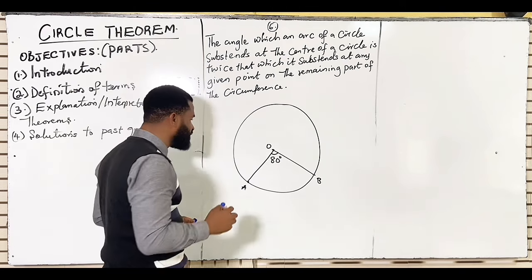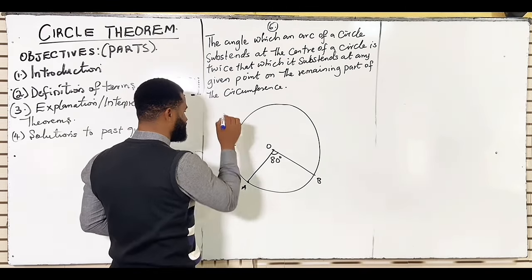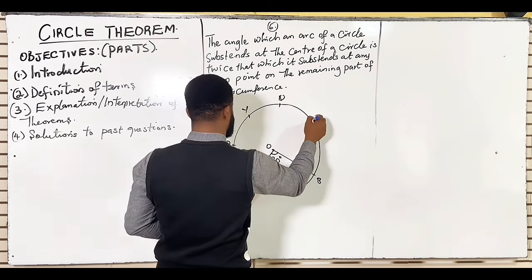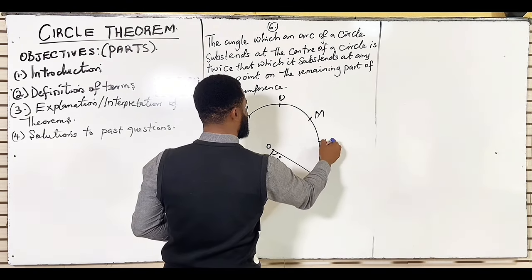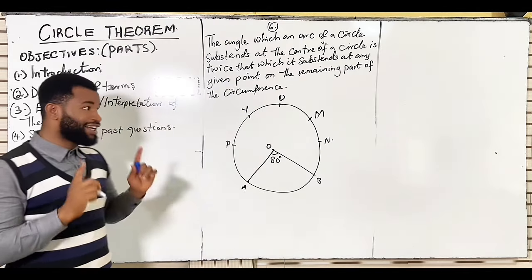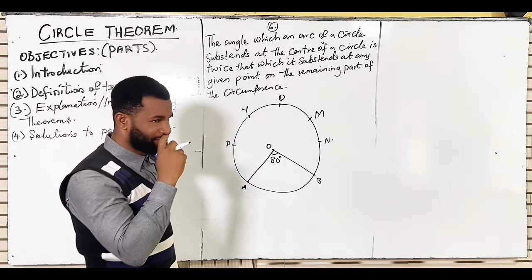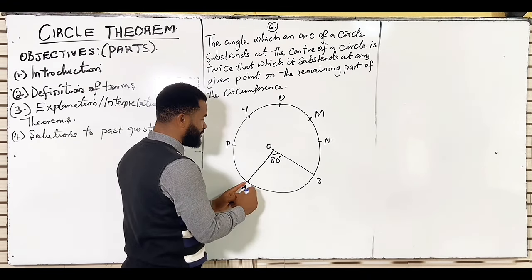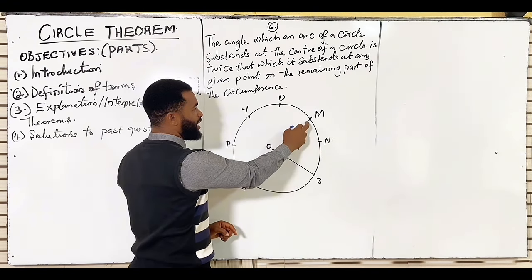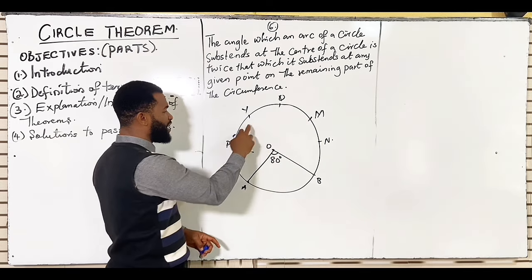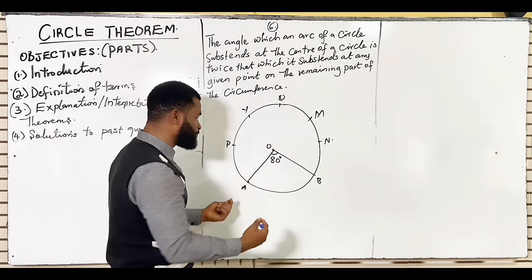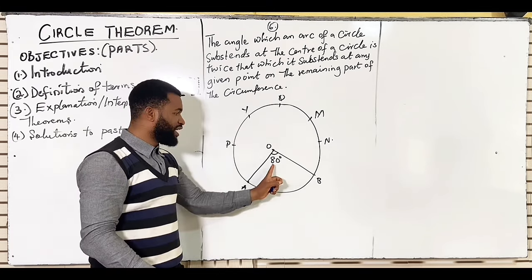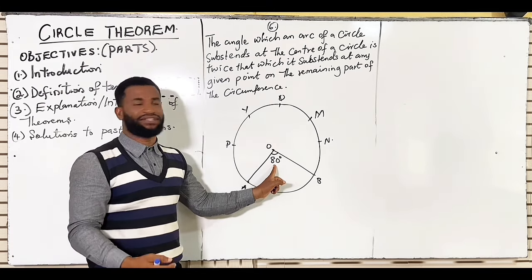So the remaining part could be point P, point Y, point Q, point M, or point N. That is the way I used to tell my students. Provided this arc, these angles M, N, Q, Y, P are coming from A and B, they must be 2 times the angle AB subtends at the center.